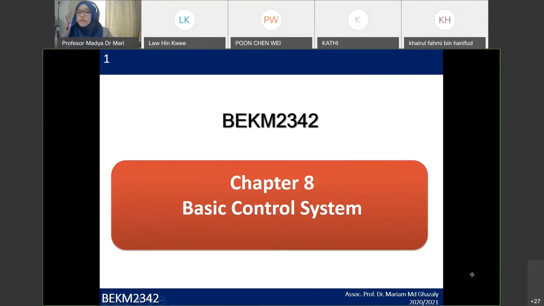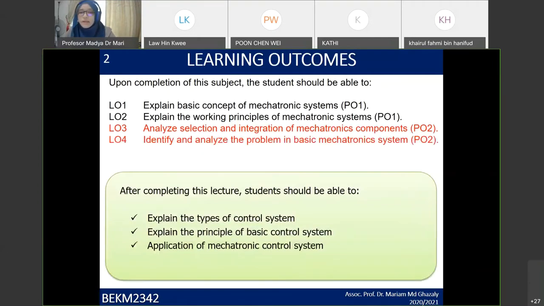So we are going to go directly into the slide. Slide number 8, which is on the basic control system. The learning outcomes that will be covered are LO3 and LO4, which are on analyzing the selection and integration of micro system, and also identifying and analyzing the problem. LO4 is actually related to the assignment.